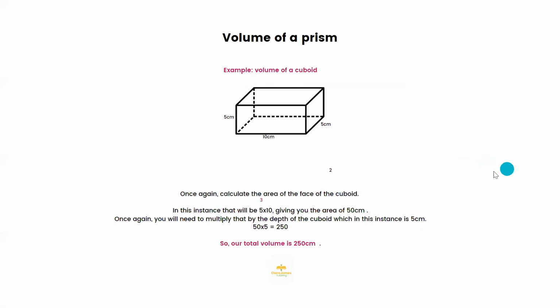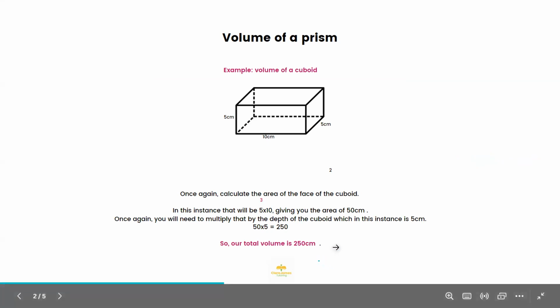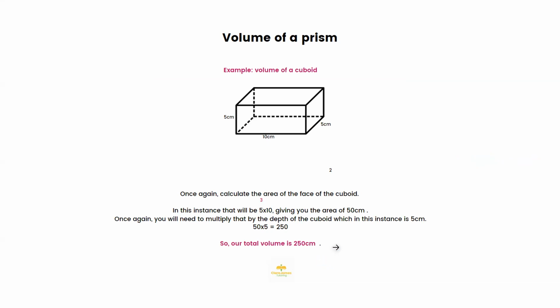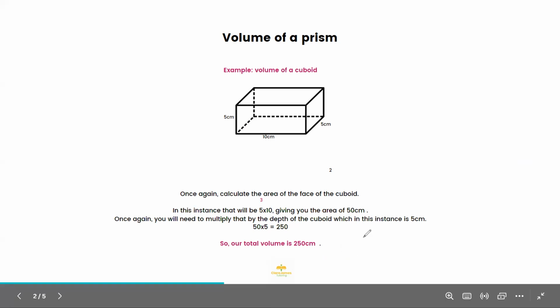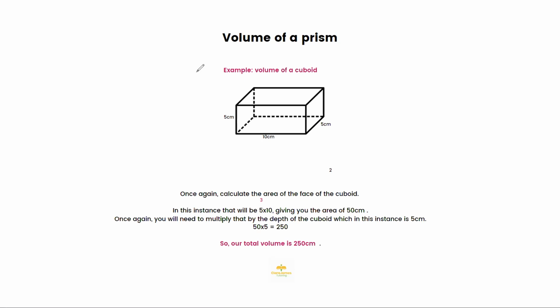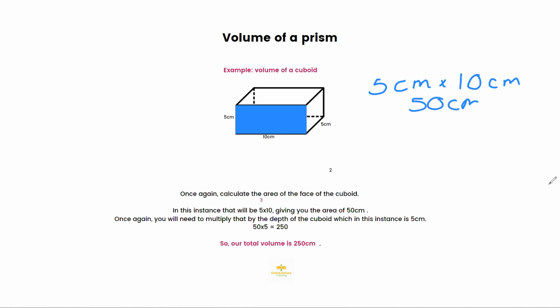The cuboid is exactly the same, except with the cube, each of our sides measured the same length, whereas with the cuboid, one of the lengths will be different. So this time, if we say this is our face, we start by working out the area of the face, which is 5 centimeters times 10 centimeters, which makes that area 50 centimeters squared.